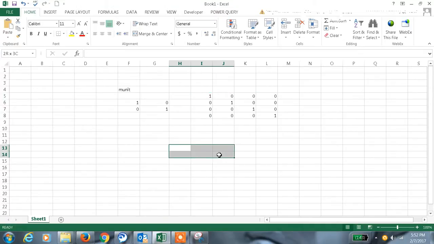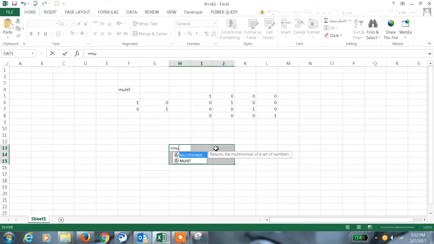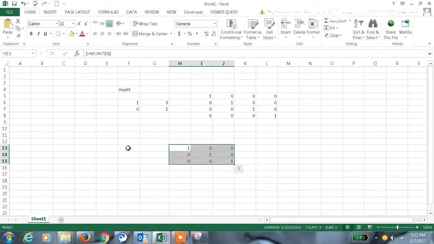You can select 3 cross 3, equals MUNIT 3, Control Shift Enter. I got the unit matrix for 3 cross 3 dimension. So that is the simple way to get the unit matrix.